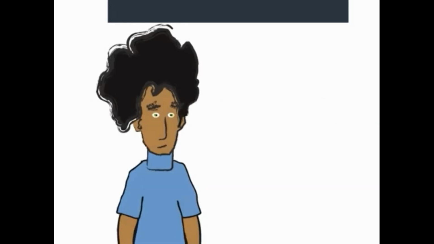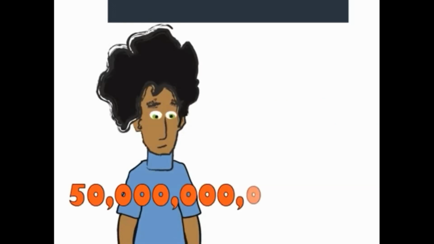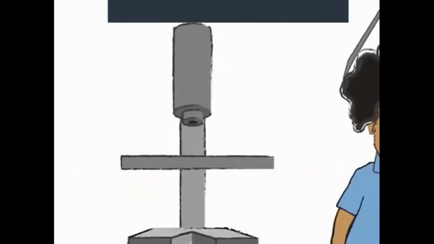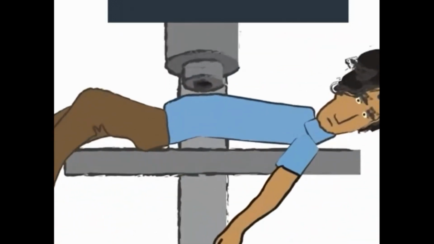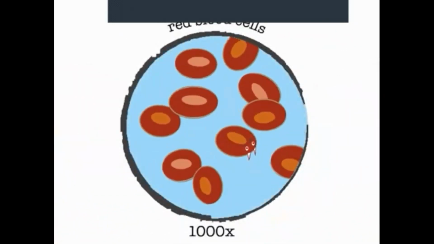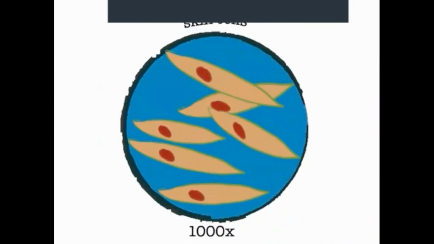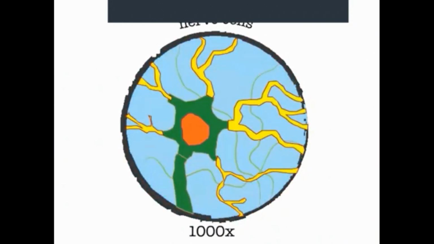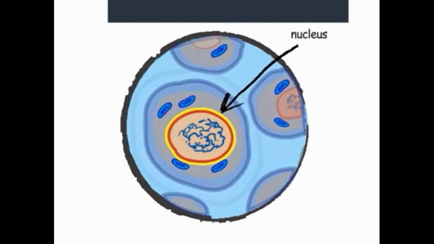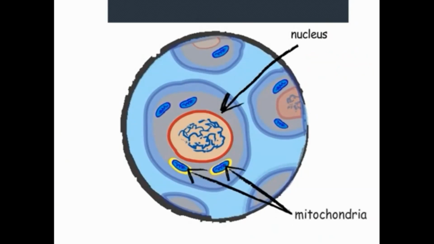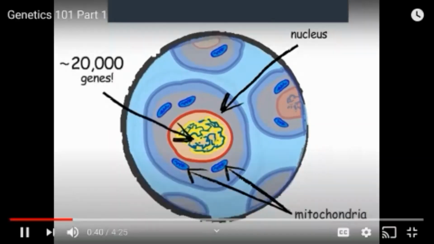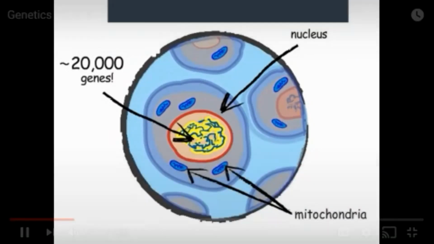Your body is made up of 50 trillion cells. Cells come in many different varieties, with many different functions. But inside almost every cell is a nucleus, containing 99.9% of your genes, and mitochondria. All told, you have nearly 20,000 genes.